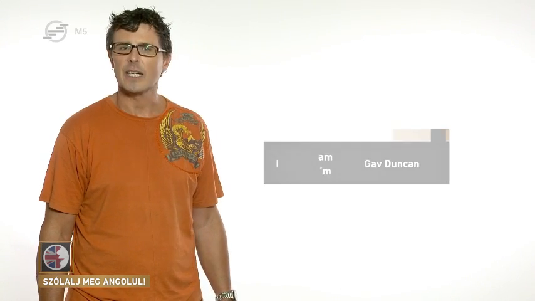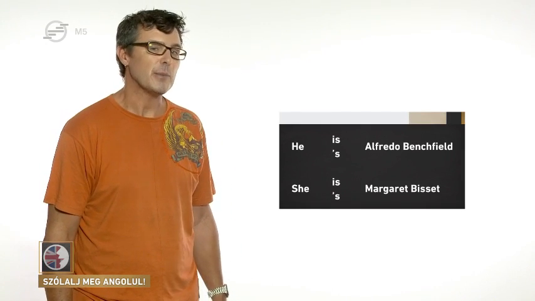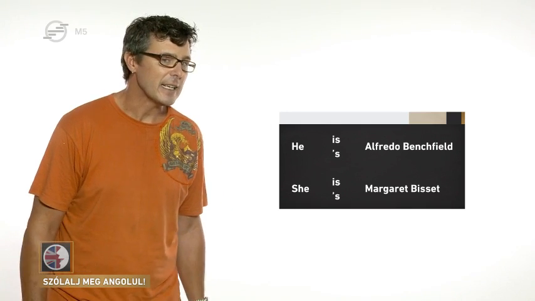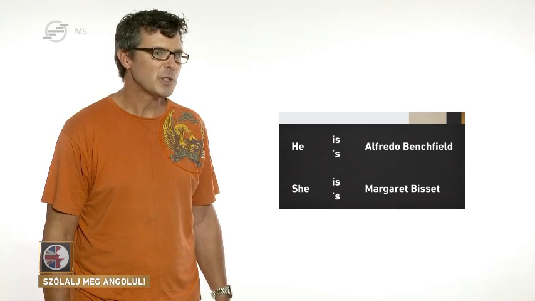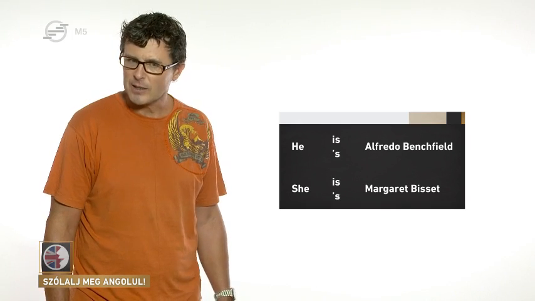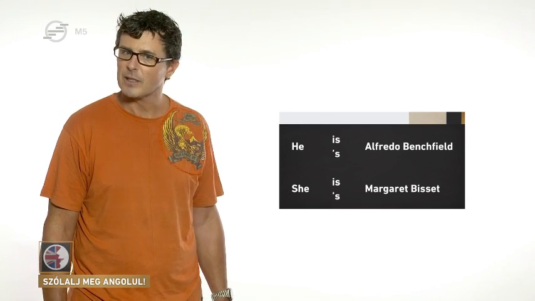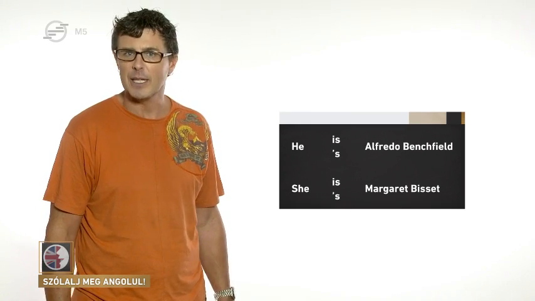When I want to introduce someone else, I say, "This is Alfredo Benchfield." I can also say, "His name is Alfredo Benchfield." Alfredo is a man, so I say, "His name is." When I introduce a woman, I say, "This is Margaret Bissett." I can also say, "Her name's Margaret Bissett." Margaret is a woman, so I say, "Her name is."